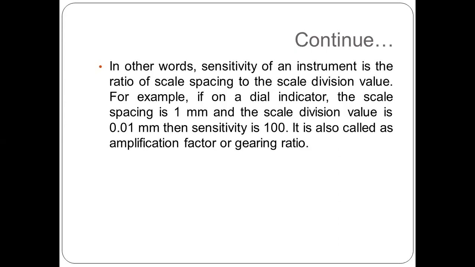So it is called the amplification factor or gearing ratio. You can see on your scale there are lines, 1 mm lines in between the 10 centimeters. So that indicates your sensitivity.